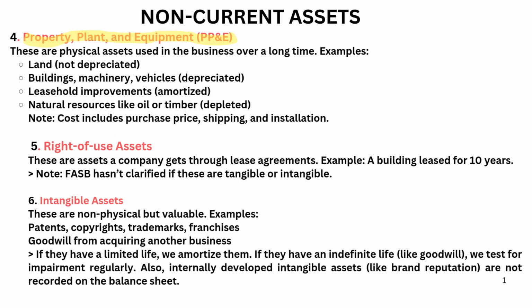4. Property, plant, and equipment. PP&E. These are physical assets the business uses over many years. Examples. Land. Note. Land is not depreciated. Buildings, machinery, and vehicles. These are depreciated over time.